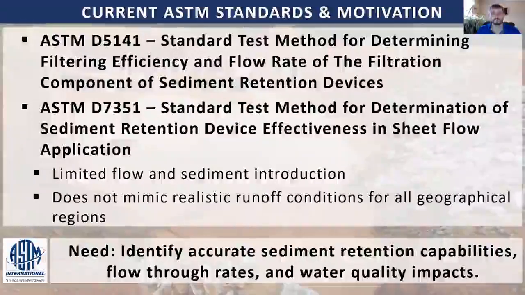So it's not necessarily representative for all areas of the nation or the world, and it doesn't mimic realistic runoff conditions. Therefore, there is a need to identify accurate sediment retention capabilities and flow rates, as well as water quality impacts. So we set out to develop two new test standards, essentially a small scale and a large scale test standard that can provide us more realistic results depending on where the sediment control device is going to be installed.